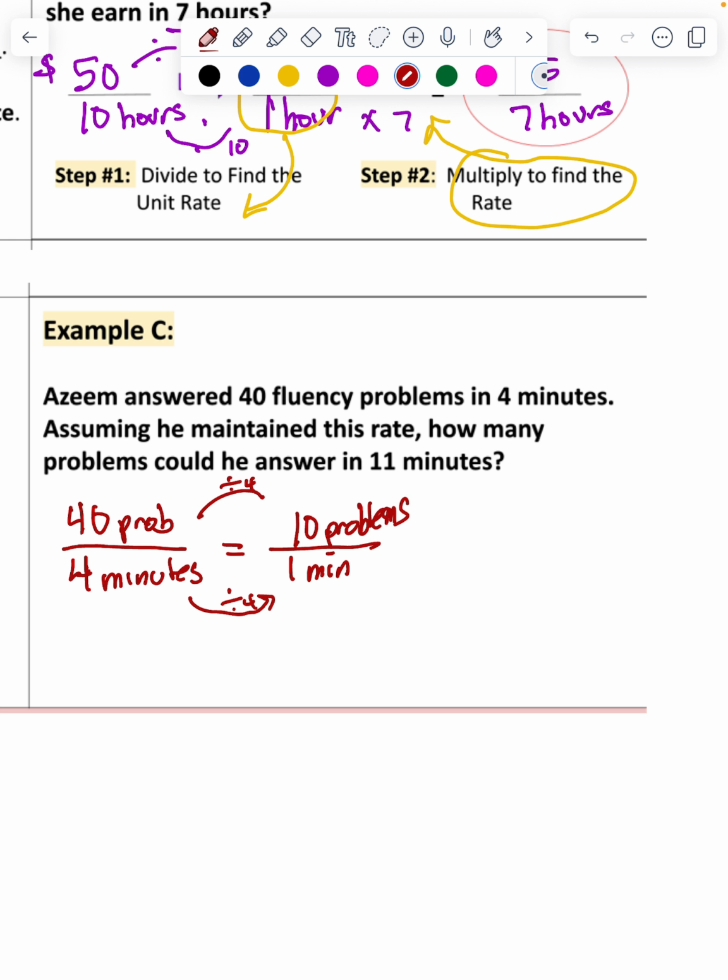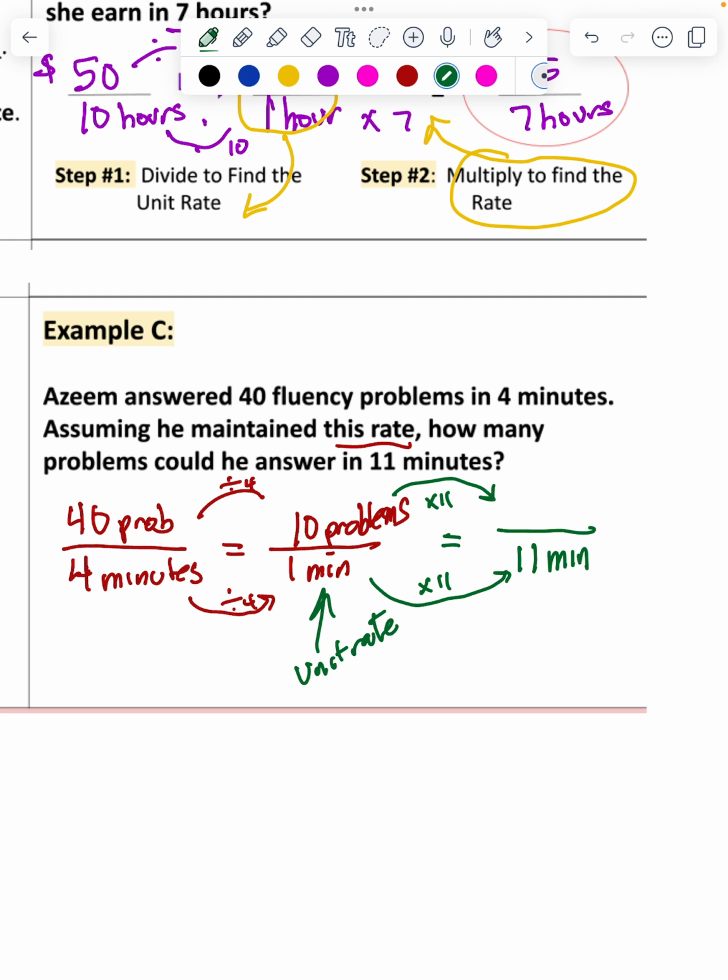Assuming he maintained this rate, because this is unit rate, how many problems could he answer in 11 minutes? 11 minutes, I'm going to multiply by 11, which is 110 problems.